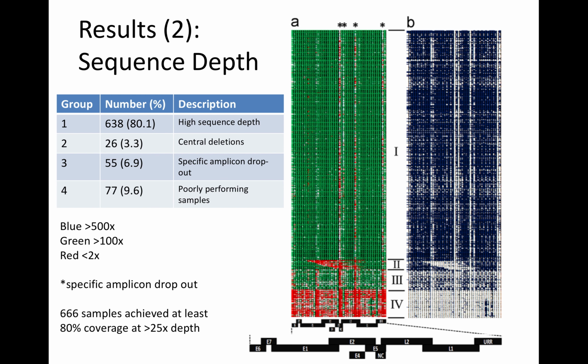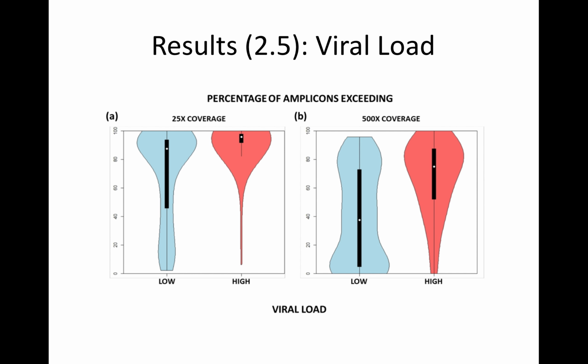3.3% of samples had large central low sequence depth, but this was later interpreted as genomic deletions rather than amplicon dropout. And then a further 9.6% of samples performed poorly across most amplicons. And poorly performing samples are strongly associated with low viral load, as shown by these violin plots. The median percentage of amplicons exceeding 25 times coverage can be seen to be greater than 90, whereas this drops to 85% in low viral load.